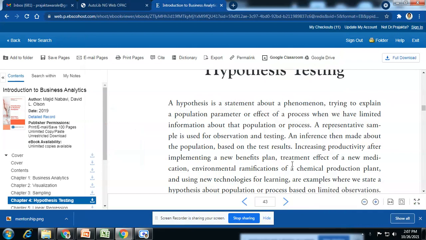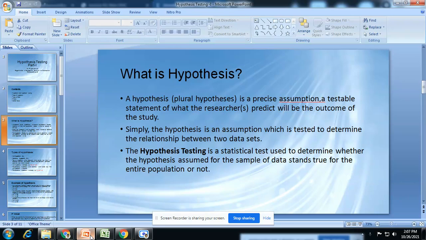Today we are going to see some concepts in hypothesis testing. The basics: what is a hypothesis, then what are the different types of hypothesis, and then we will see some examples also of null and alternate hypothesis. So what is a hypothesis? That first, let us see.